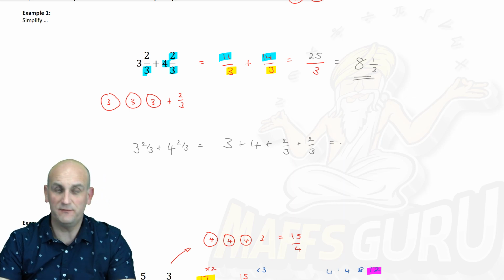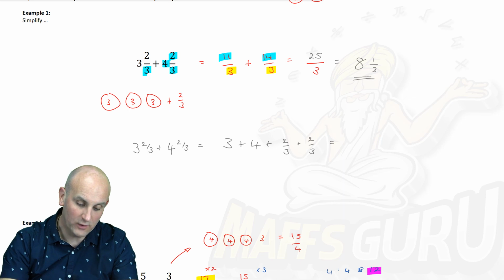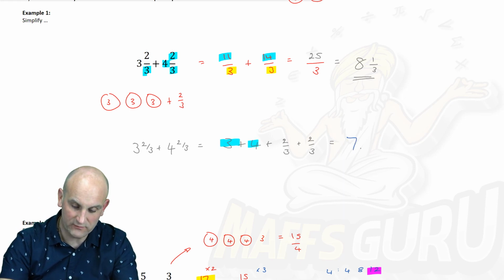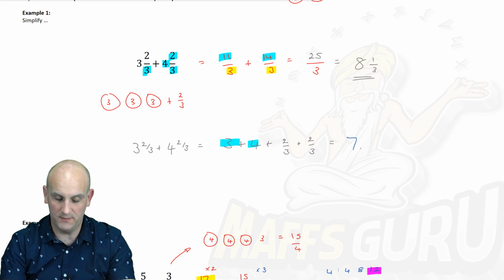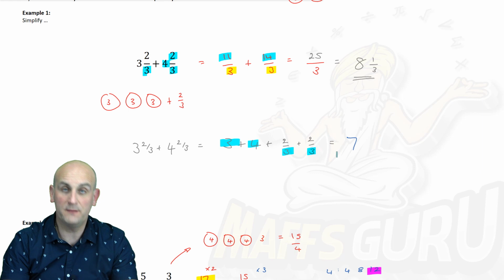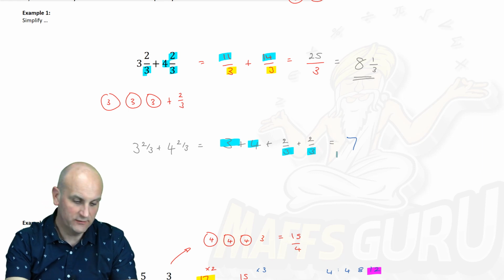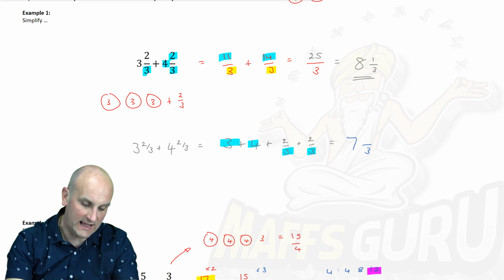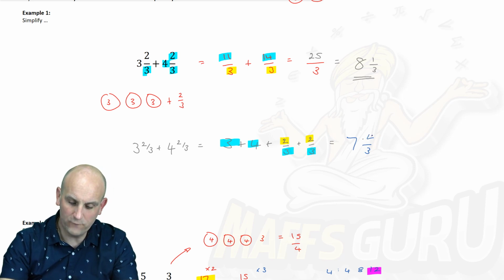Can we make this simpler for ourselves? Well, yes, because we know that 3 plus 4 is equal to 7. So there we go, 7, thank you very much. And now we're just going to add my fractions together. Are the bottom numbers the same? Yes. So I'm now going to end up with thirds, and then I can add together my top numbers. And 2 plus 2 gives me 4.